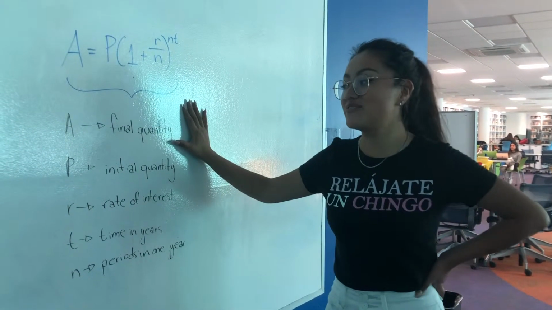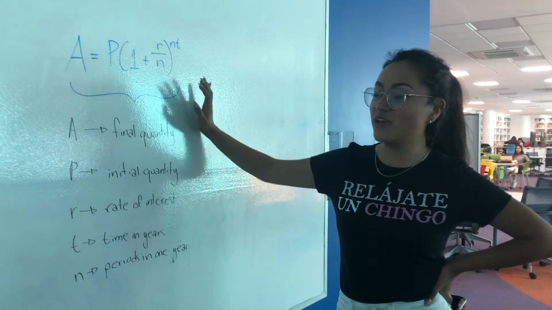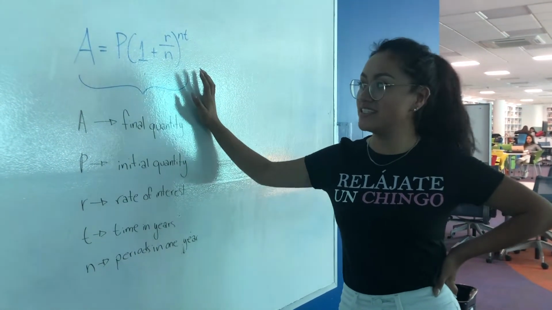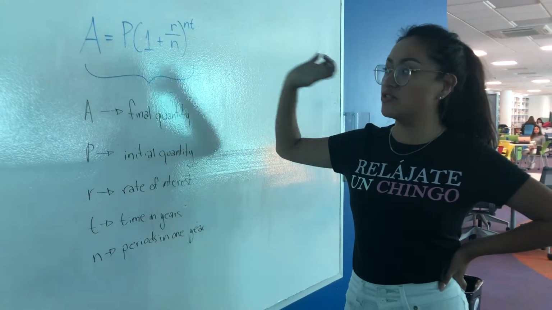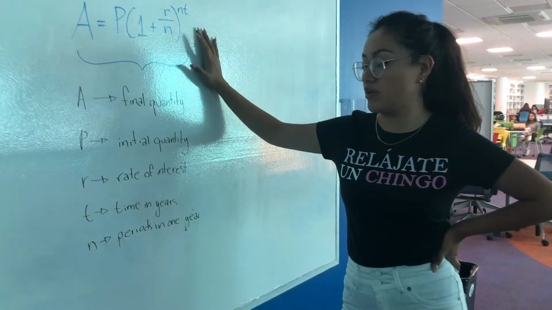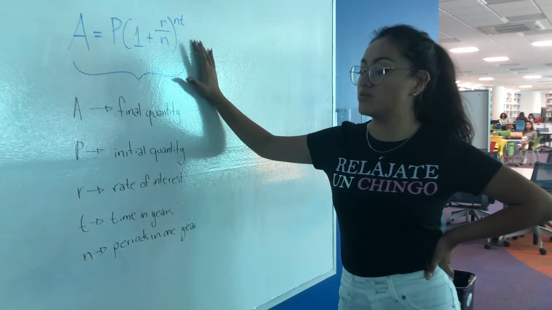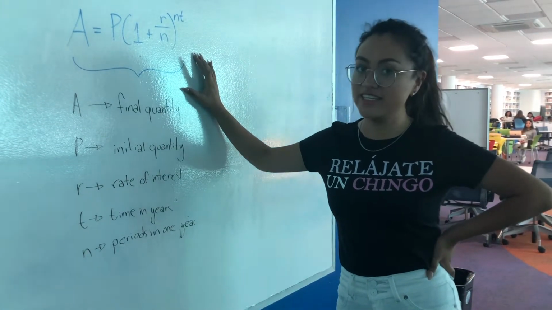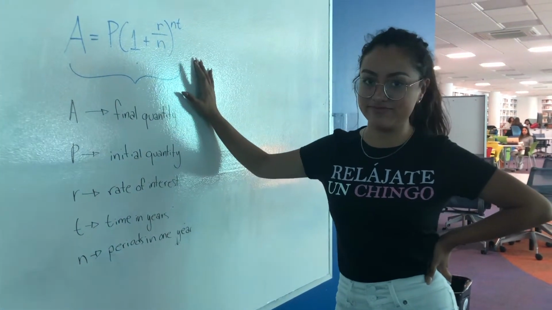The formula for the final quantity is A equals P, that is the initial quantity, times (1 plus the rate of interest over the periods in 1 year), to the power of the periods in 1 year times the years.